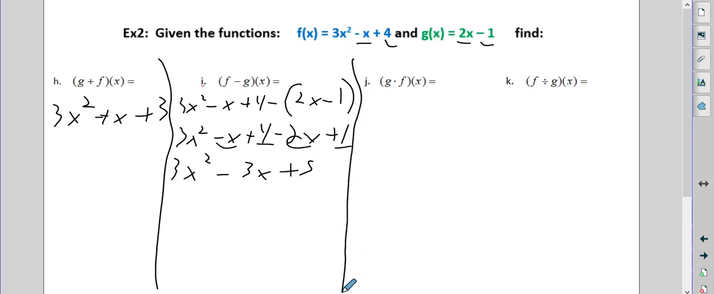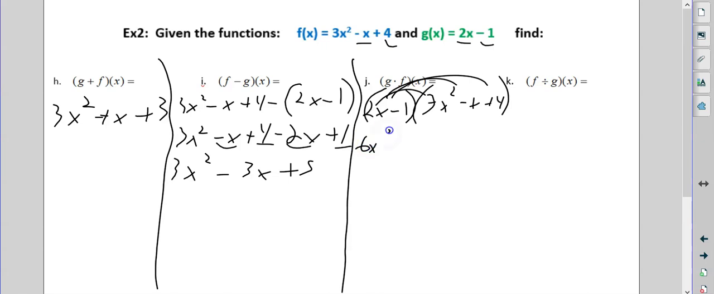All right, now this one's multiplication, g times f. I like to put my binomial first. It's written that way, but I also like to do this. Times 3x squared minus x plus 4. And then you're going to take the 2x times all three things. You should end up with 6 terms when you're done. So 2x times 3x squared is 6x cubed. 2x times negative x is negative 2x squared. And 2x times 4 is 8x.